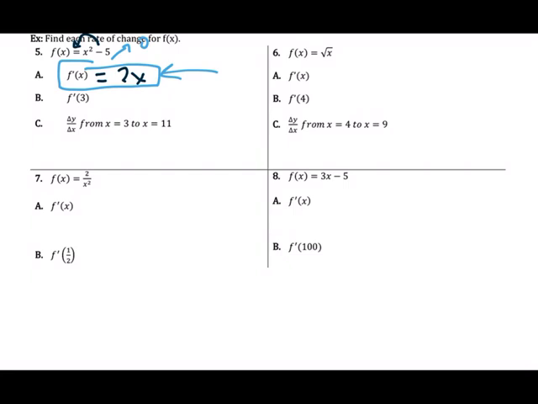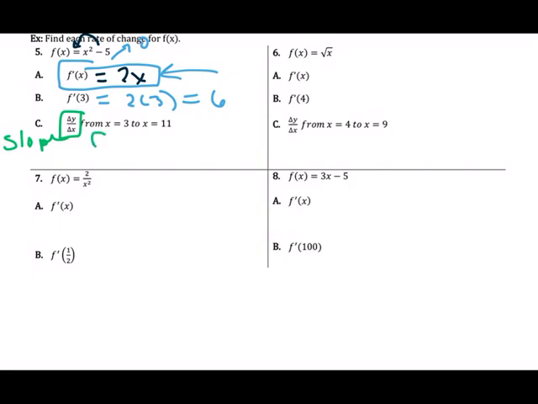For part B, they're going to ask us to evaluate it when x is 3. So I can substitute 3 in to get 6. F prime of 3 is 6. The derivative evaluated when x is 3 is 6. Part C, this notation is just asking us to find the plain old slope. No derivative work, just the slope.